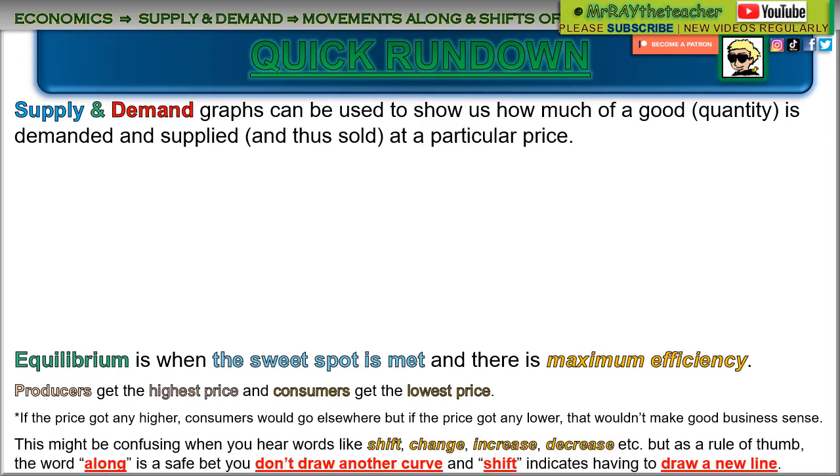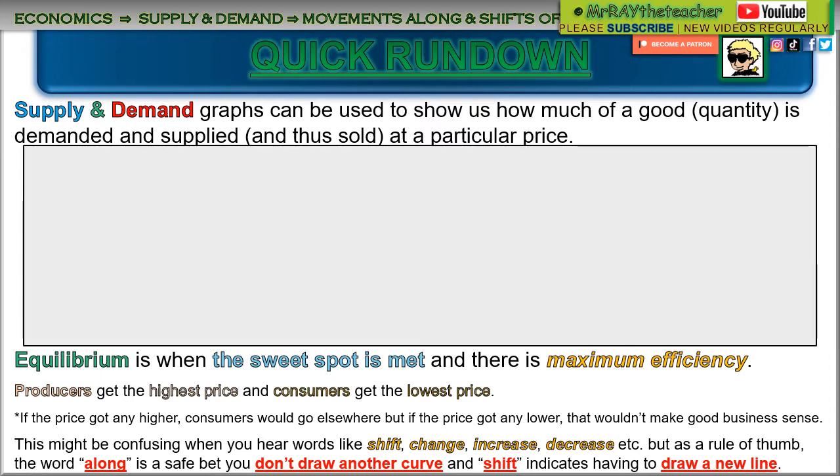And this might be confusing when you hear words like shift, change, increase, decrease, etc. But as a rule of thumb, the word along is a safe bet that you don't draw another curve, and a shift indicates that you draw a new line. And more than a rule of thumb, that's pretty much the rule.